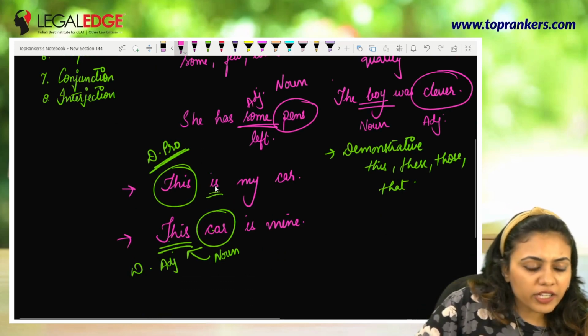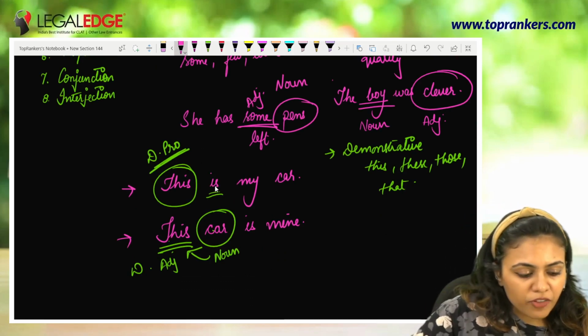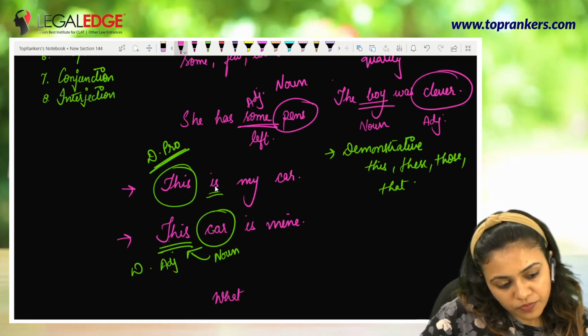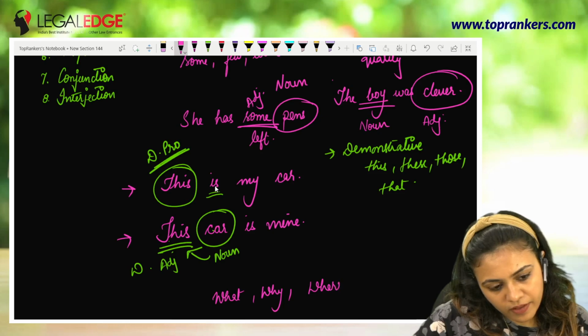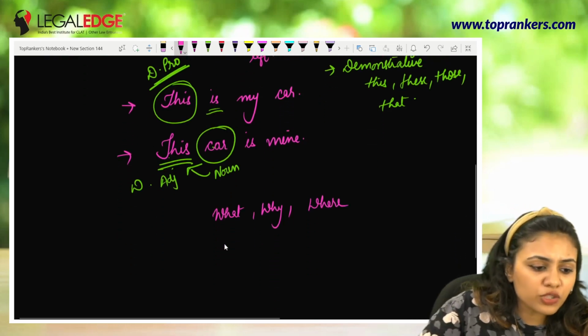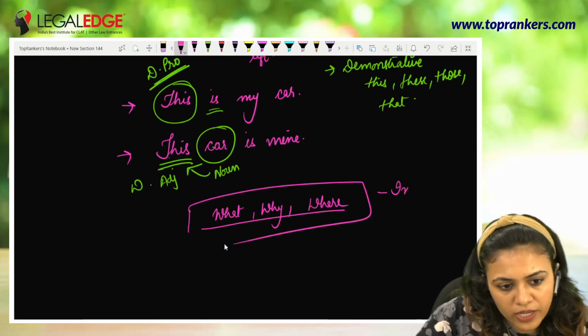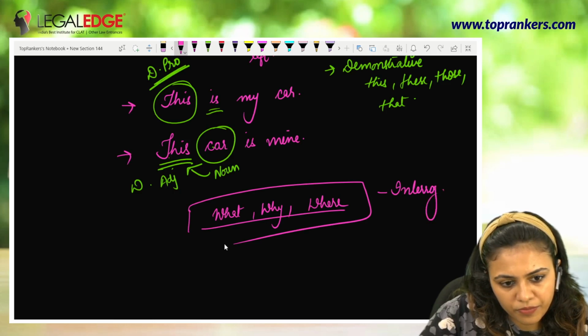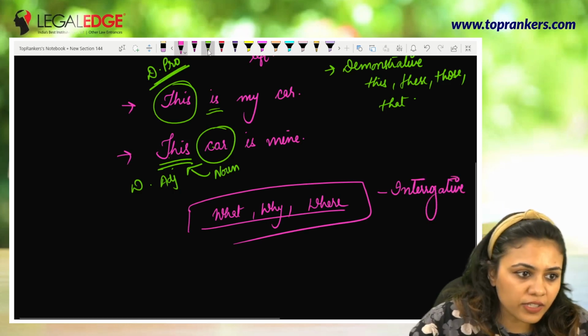pronouns as well. Interrogatives का मतलब ये होता है the words which are used to ask questions, right? For example, what, why, where, WH words और how भी होता है उसके अंदर, right? तो ये सारे जो words होते हैं which are used to ask questions are known as the interrogative words. Now, again, we have two cases for this as well.